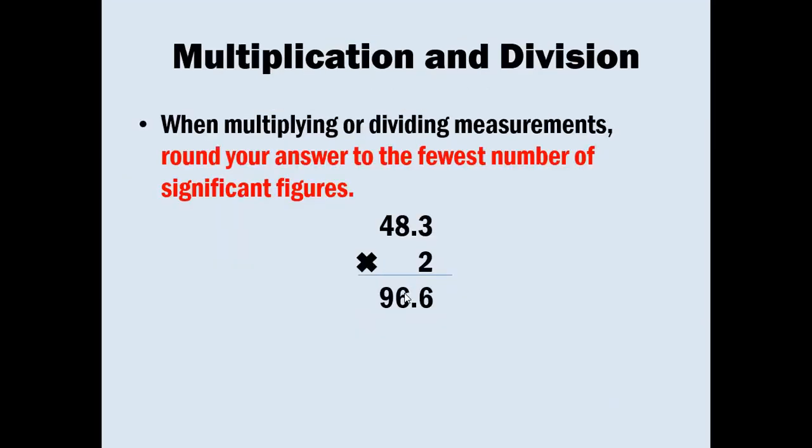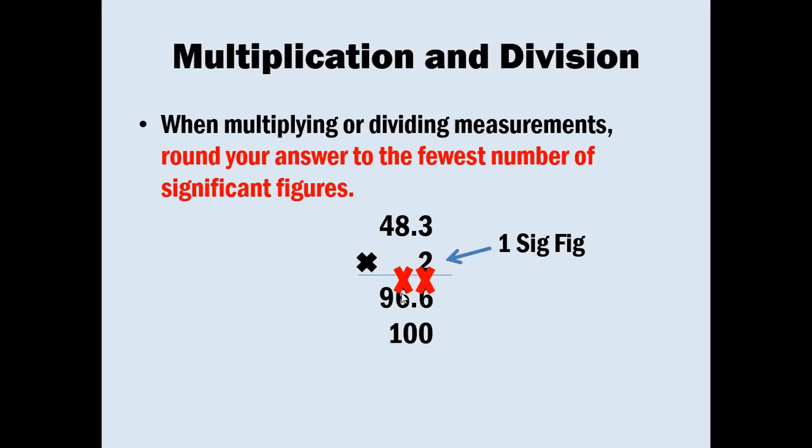Now, when we're multiplying and dividing, the number of significant figures will become much more relevant. We're going to round our answers to the fewest number of significant figures of the numbers that we are using for the multiplication or division. And so in our example here, 48.3 times 2, 48.3 has 3 significant figures, 2 has 1 significant figure, and so our answer can only have 1 significant figure. We're going to round the 96.6 so that we only have 1 significant figure.